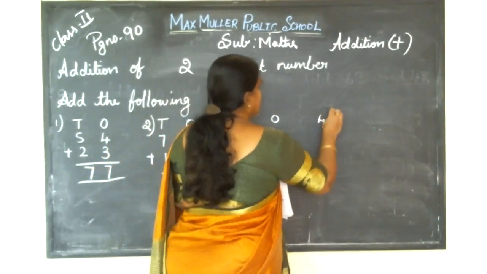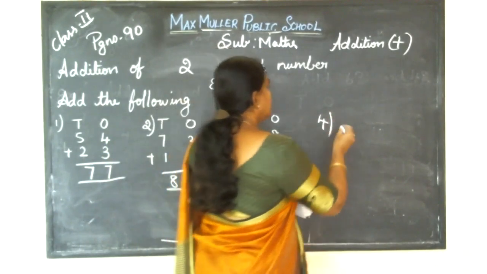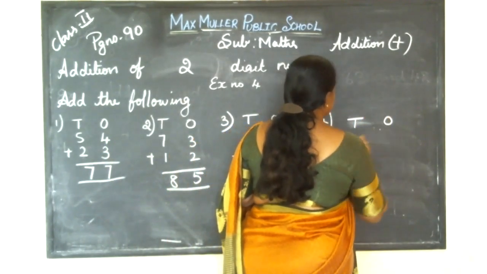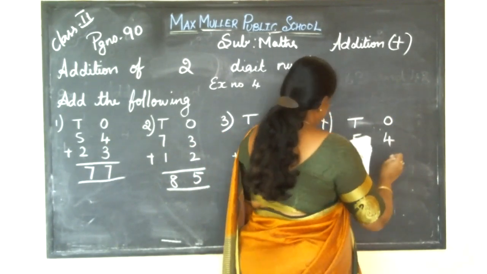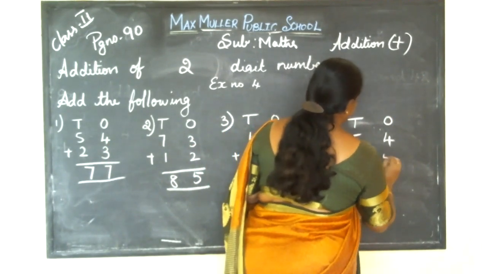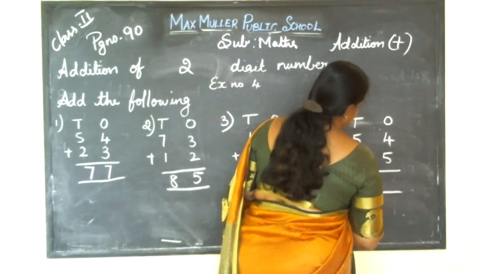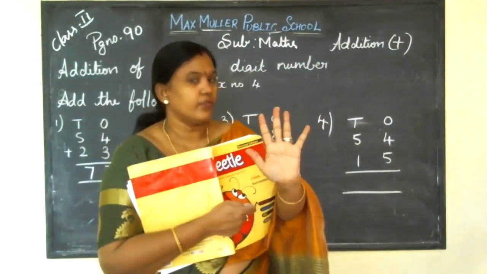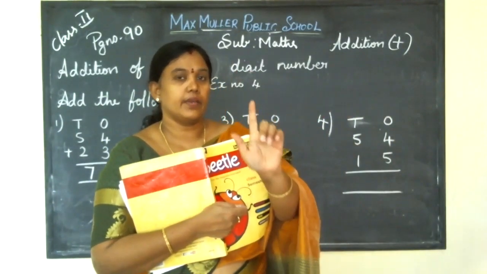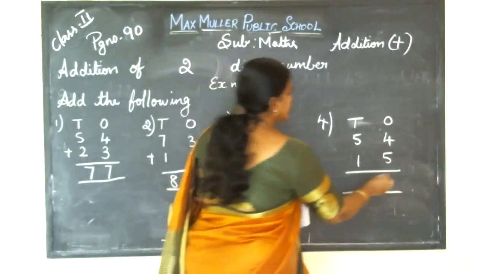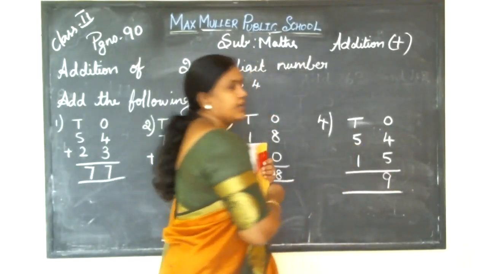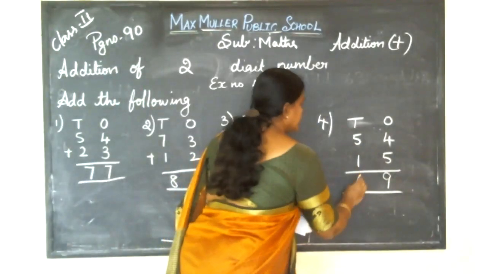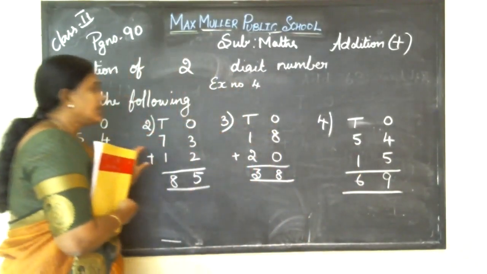Fourth one. Tens, ones. 54 plus 15. 4 in the mind, 5 on my finger. After 4: 5, 6, 7, 8, 9. 5 in the mind, 1 on my finger. After 5, what will come? After 5: 6. First 4 sums we finished, children.